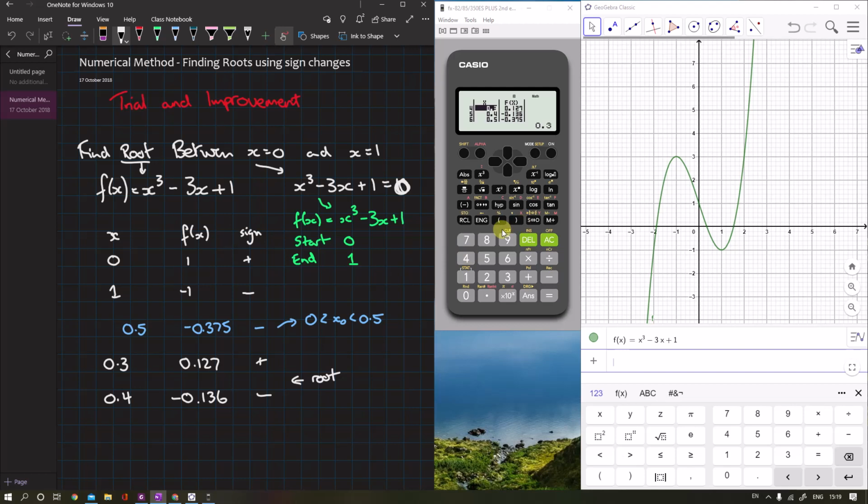Now this is the weird part. AC is normally clear all, or all clear. In this mode, on the calculator, it takes me back to the start of the command, but it hasn't cleared it, it keeps the same settings. So I can now say, keep the same function. Instead of going between 0 and 1, we now know the answer is between 0.3 and 0.4.